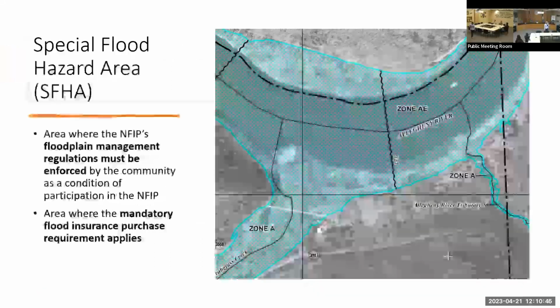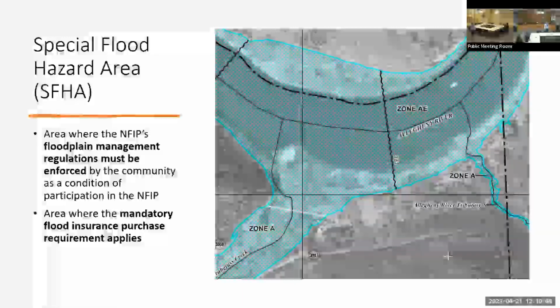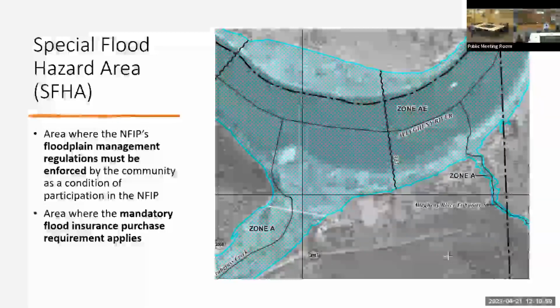So the special flood hazard area, the 100-year flood, this is just an example of how it would be mapped in one of those flood insurance studies prepared by FEMA that then the county adopts. This is the area where we have to enforce floodplain regulations to participate in the National Flood Insurance Program. And it's the area where it's mandatory to purchase insurance if you have a federally backed loan or mortgage for your property.